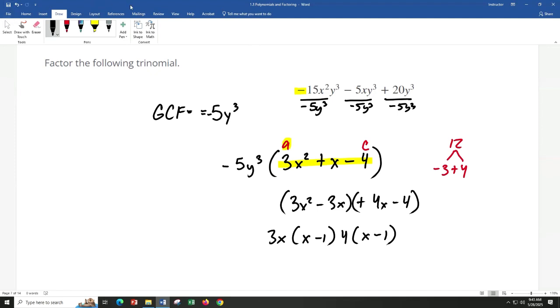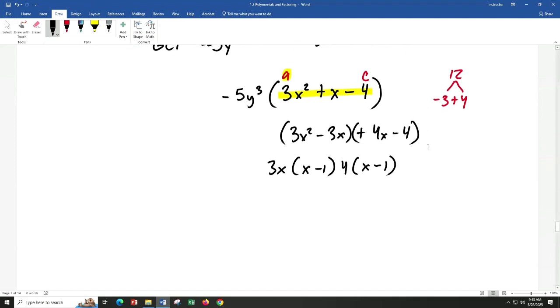And then notice my final answer. Got to put it all back together very carefully, right? I have this negative 5y cubed. And then I've got this 3x plus 4, and then I've got x minus 1. And so where do I see people mess up a lot? They forget him. Because he's up there, you don't have to do nothing with him, you forget all about him, but you forget you're factoring, you need him back.